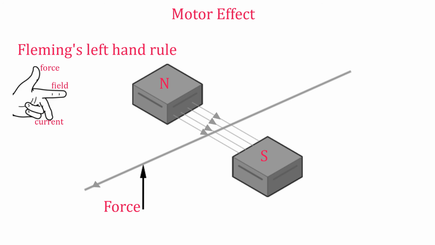This whole concept of a force produced on a conductor carrying current placed in a magnetic field is the motor effect, because the same principle is used in the operation of motors. We are going to talk more about a simple DC motor in the next video. We'll move ahead to look at generators and other applications.